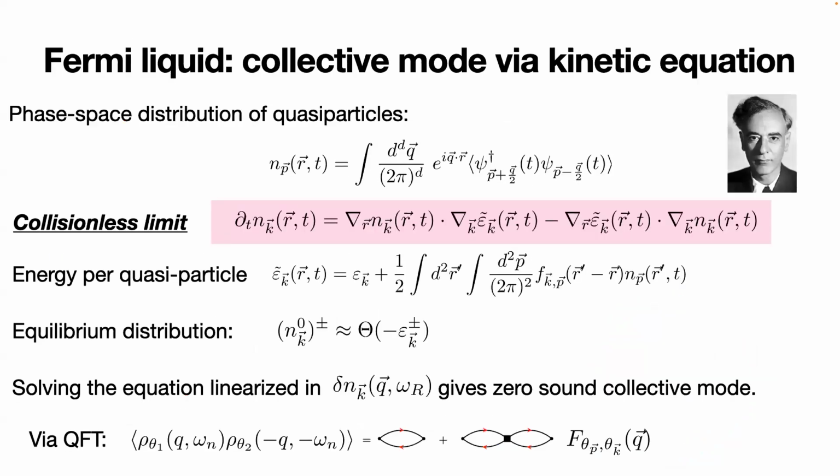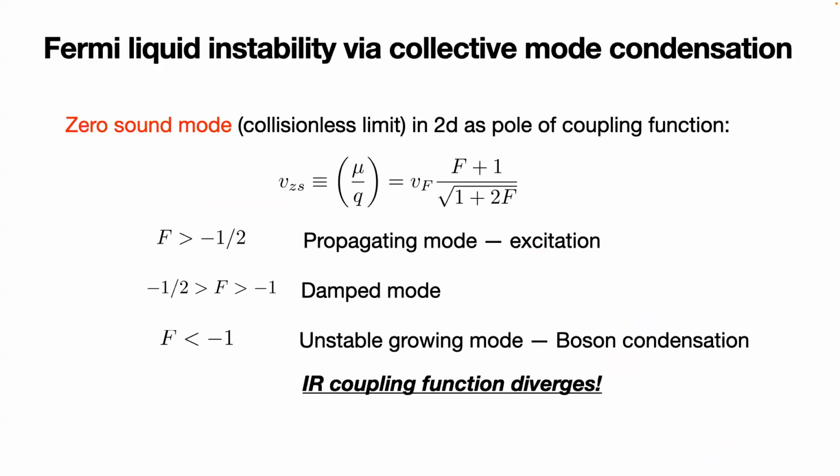Before our RG framework, the collective mode was solved using the kinetic equation describing the change of the phase space distribution of quasi-particles. But I'm going to skip all of this, since I think the time is short.